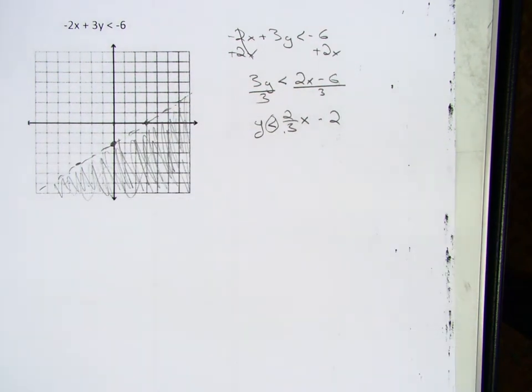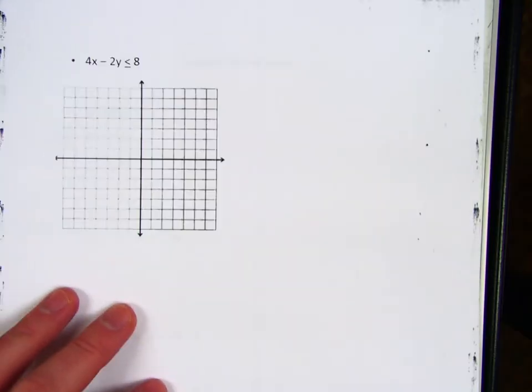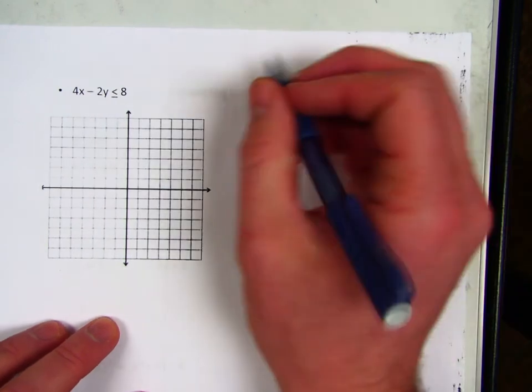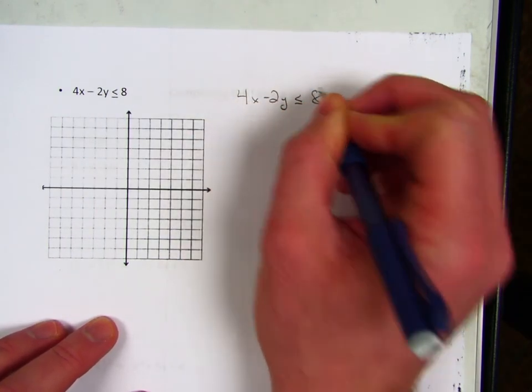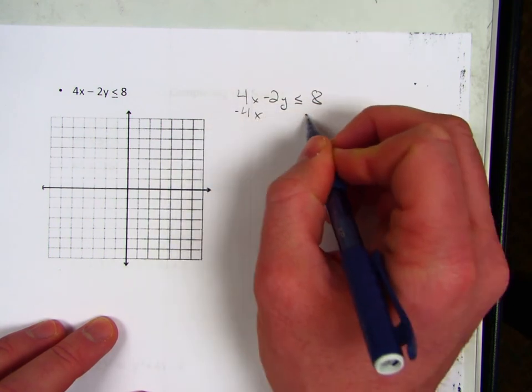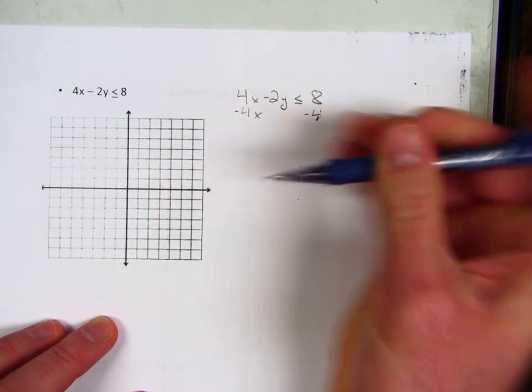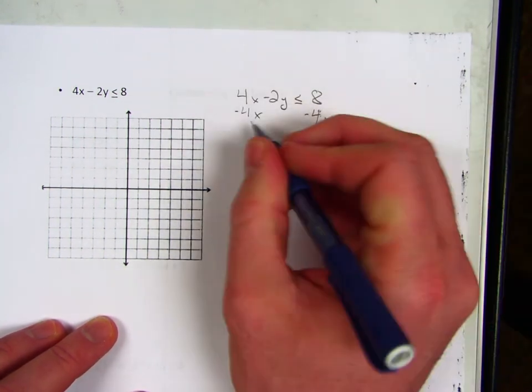Okay? I've got one last example, and then we'll be done. Got the same idea here. We have 4x minus 2y is less than or equal to 8. Well, once again, I've got to get it into slope-intercept form first. So I'm just going to solve for y.